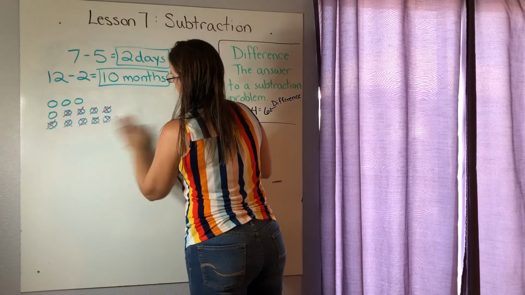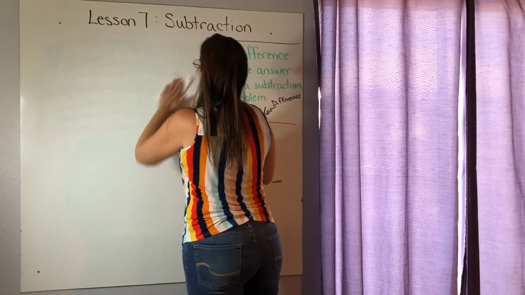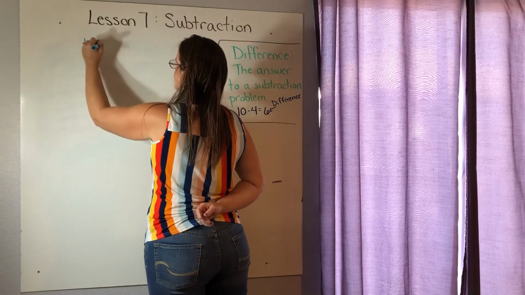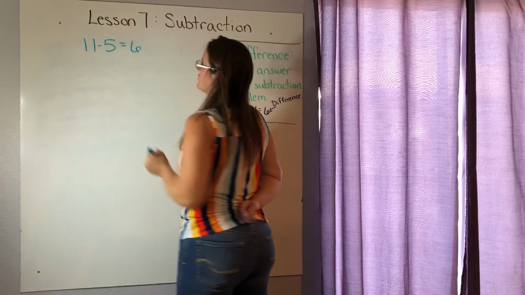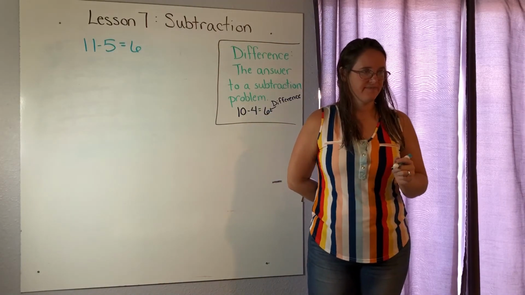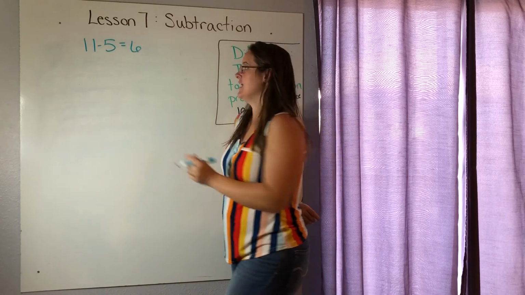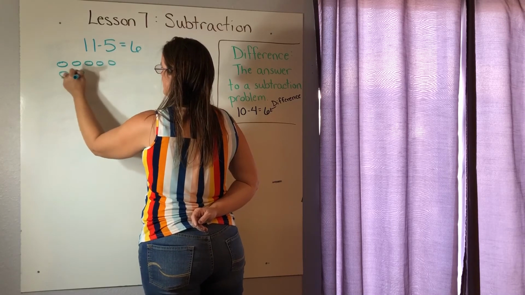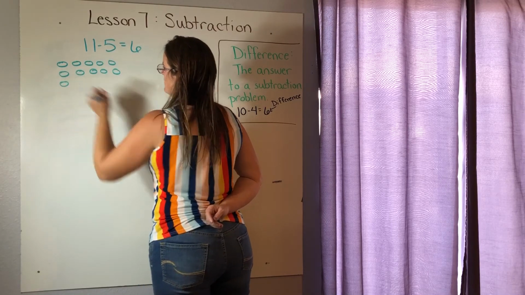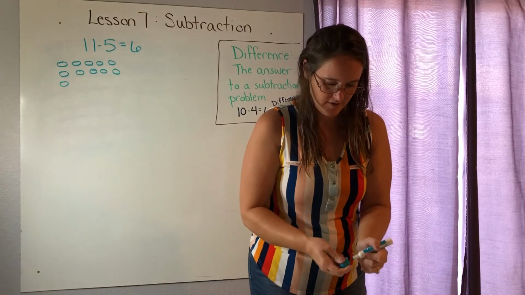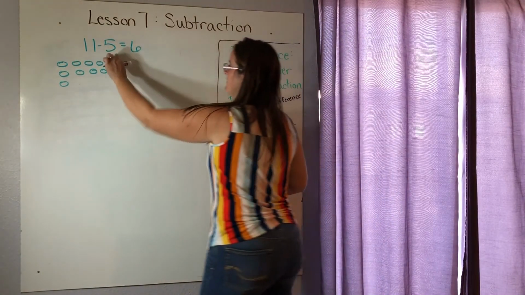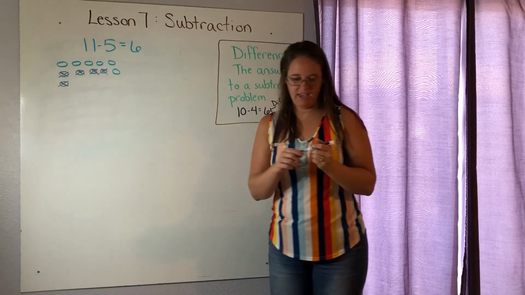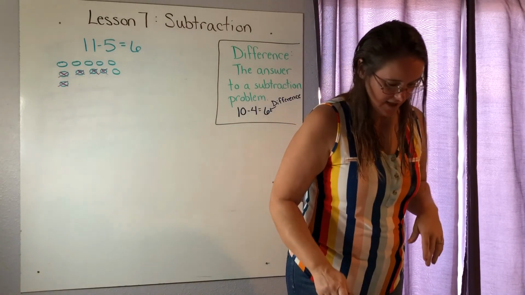Okay, the next one says draw circles to show this subtraction. So Riker, tell me what I'm going to draw here. 11. I'm going to draw 11 circles. There's 11. Then what am I going to do? X 5. I'm going to X 5 of them out. Okay? And I have 6 left. That's the end of that problem.